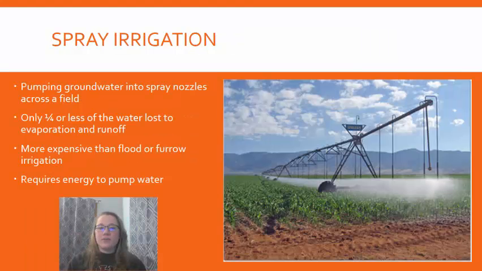The fourth type of irrigation is called spray irrigation, and this is what you might be most familiar with seeing in the United States. So what spray irrigation involves is pumping groundwater up and distributing it through a series of spray nozzles, particularly like a center pivot irrigation. You'll see that center post and it will spray kind of in a circle around the entire field. Now, this is not very efficient again. However, typically only about 1/4 or less of the water is lost to evaporation and runoff. So in the scale of things, not the most efficient, but also not the least efficient.